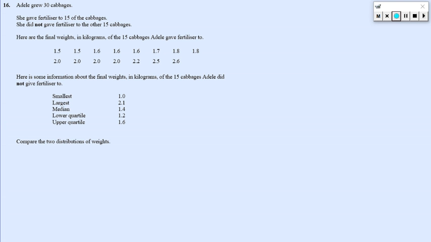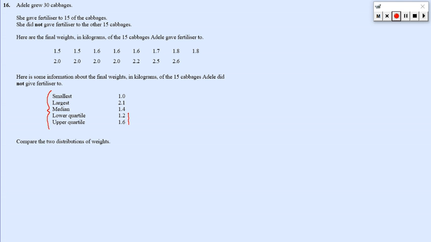Okay, this question is asking us to compare two distributions. So whenever you have to compare distributions, compare sets of data, you have to talk about an average and you have to talk about a range. Now, looking at what they have given us in the second set of data where the cabbages were not given fertiliser, they've given us the quartiles.